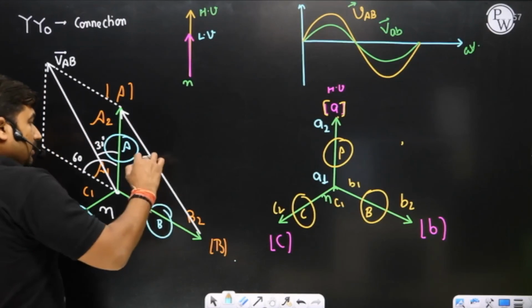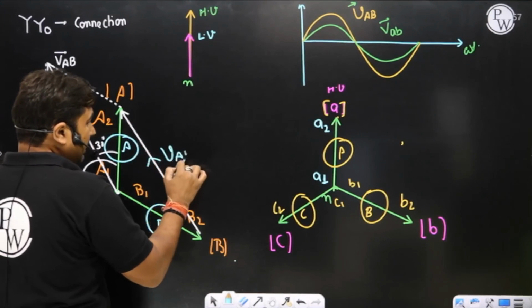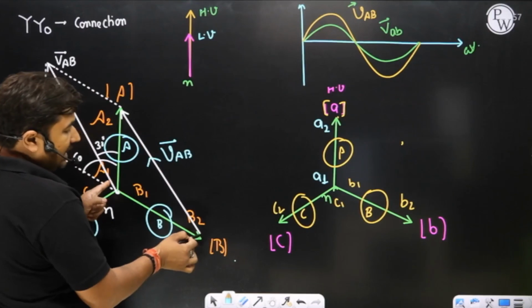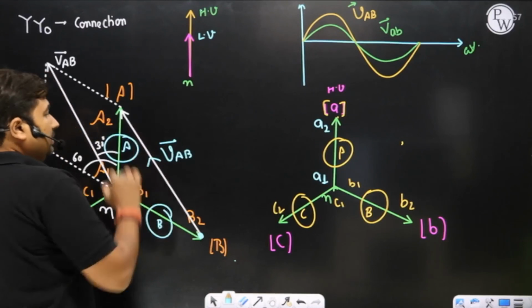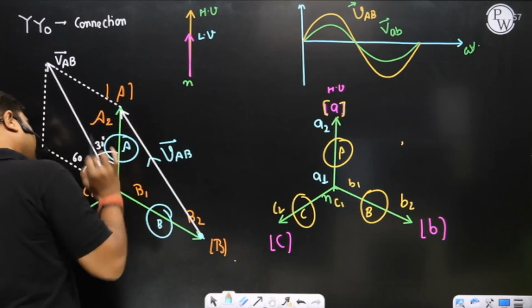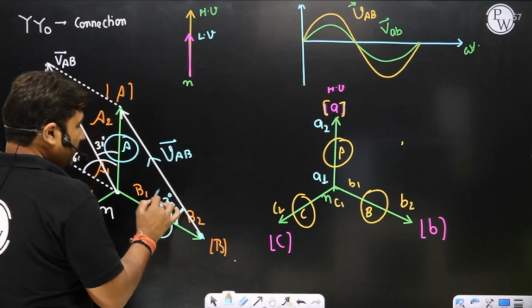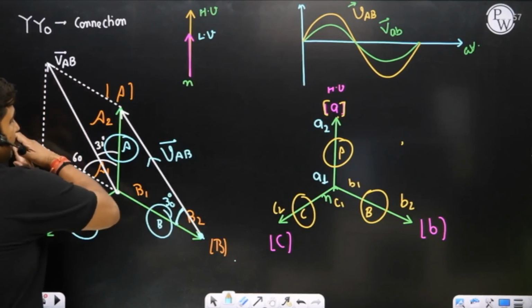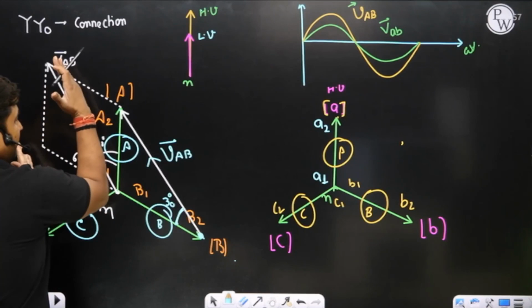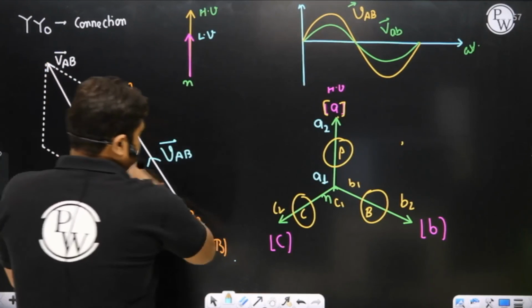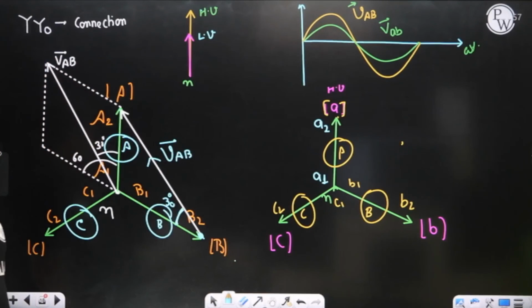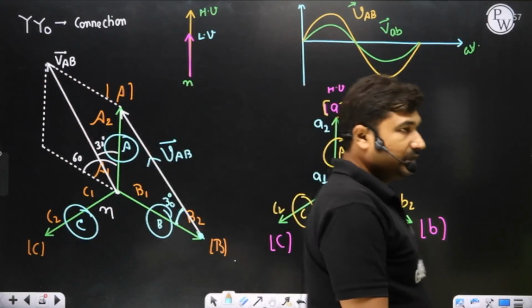direction. This line is called the VAB line. I have represented this line from B to A. I have remarked the line from B to A, VAB, and it is 30 degree from B phase. Since it is 30 degree from minus B dash, it means 30 degree from B phase. Is it okay? Yes, sir.